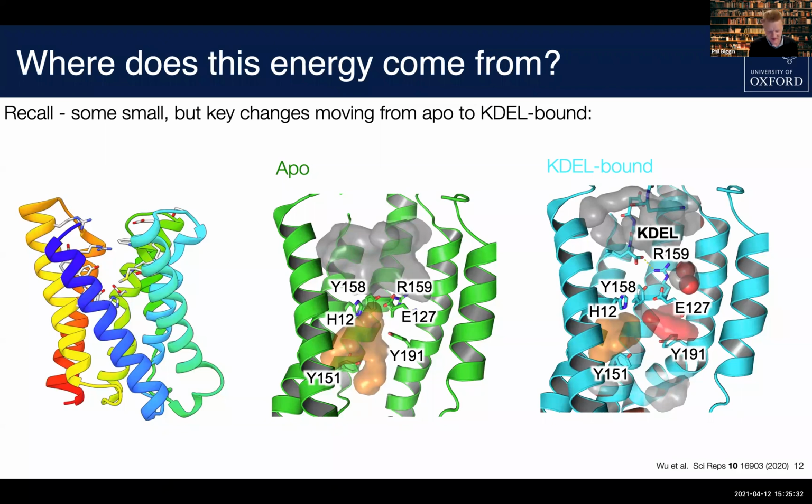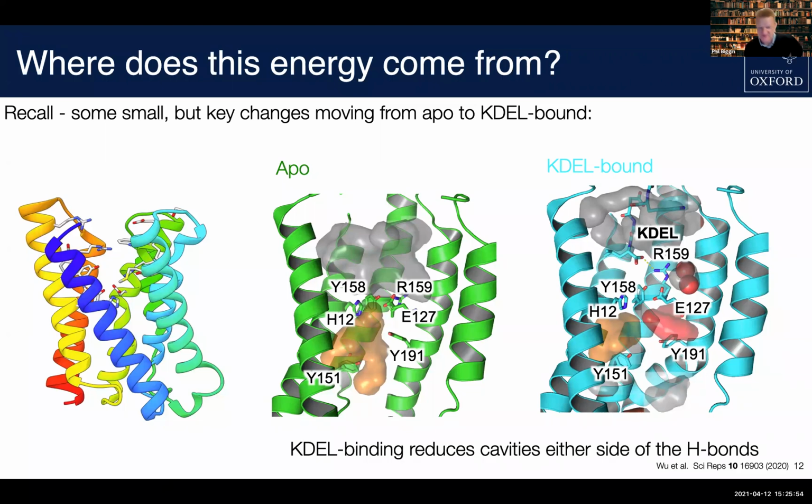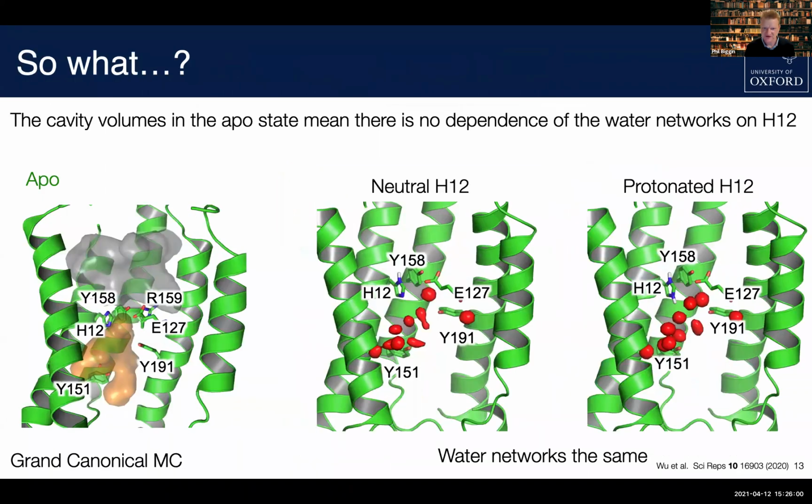And these are shown by this gray surface here and this orange surface here. When you bind the KDEL peptide, you actually reduce the volume of water in the gray pocket, if you like. You can see that over here. And also in the orange pocket, and you also get the formation of a small little red pocket here as well. So I'm going to explain what that means. The first thing is that the KDEL binding reduces the cavity on either side of the hydrogen bonds. That's the first key observation.